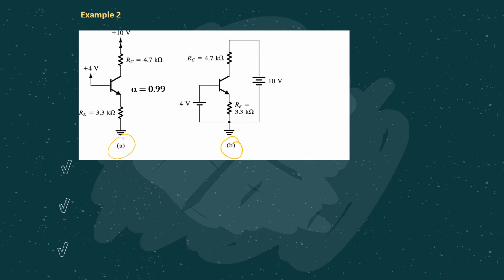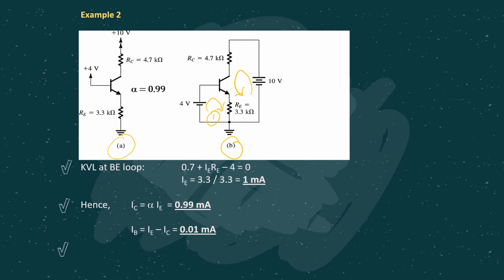Then from here we can see the BE loop as well as the CE loop, the input loop and the output loop. Then we consider the KVL equation at the input loop here. Okay, the first loop there. So if we do KVL, we are supposed to get minus 4 plus 0.7 plus IERE equals 0 based on this KVL equation in the first loop. So from there we can substitute accordingly whatever parameters we have. Then we can solve for IE. In this case, IE equals 1 milliampere.